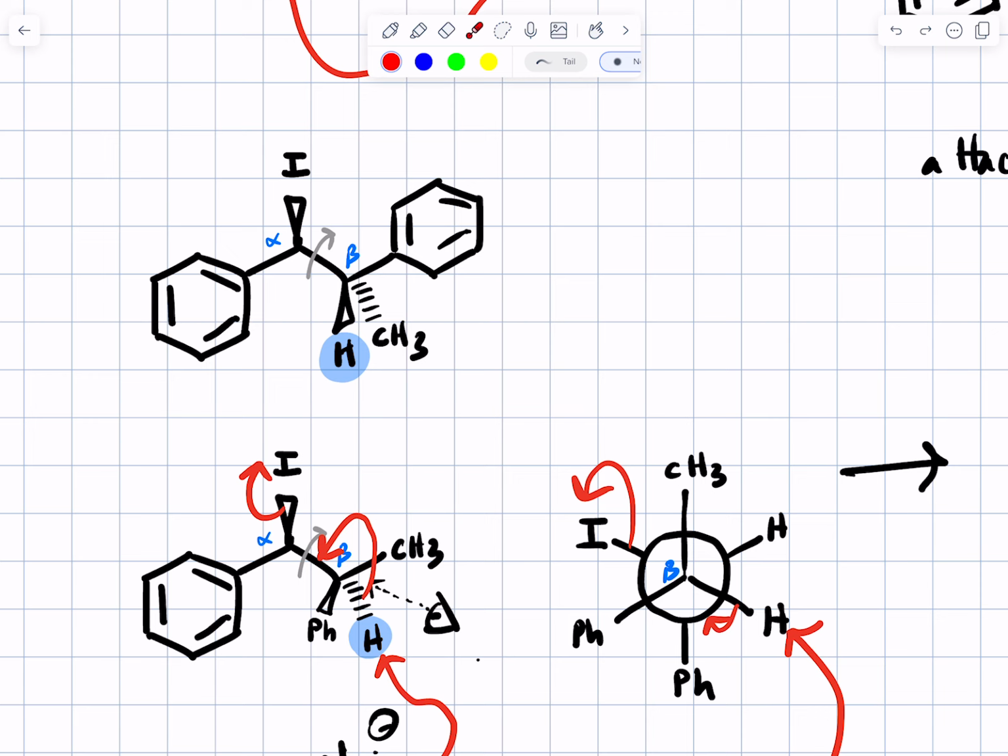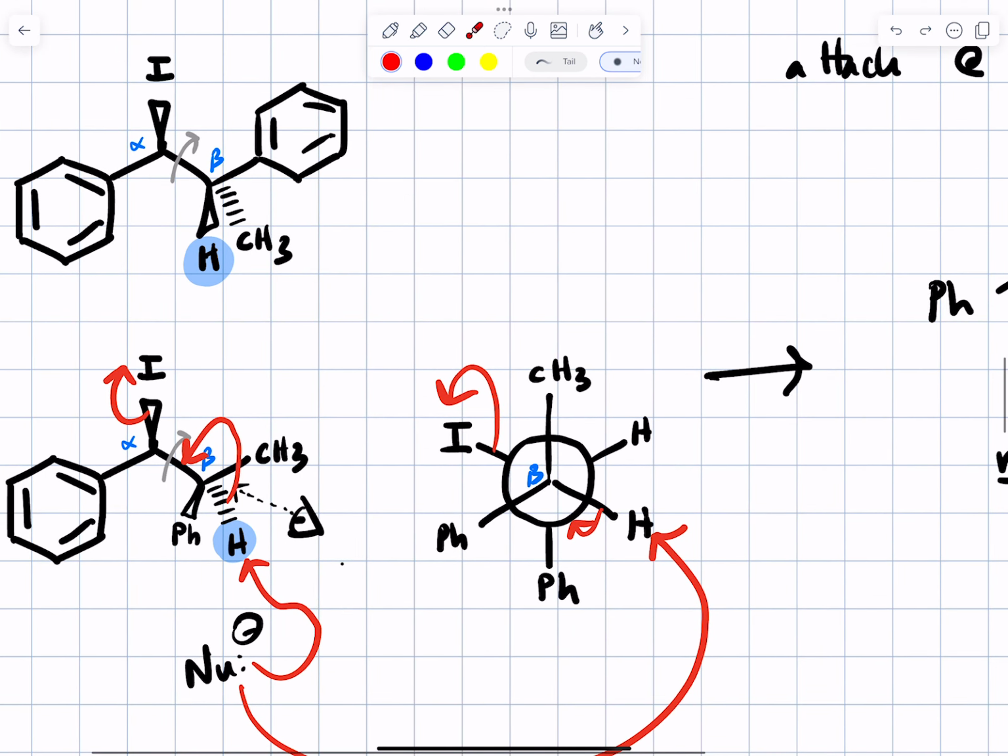Yeah? Can you review how we know that they're cis to each other just from the fact that they have to be anti? The two things that have to be anti are the beta proton and the leaving group. That determines everything else. In the conformation where the beta proton is anti to the leaving group, stuff that's gauche to each other in that conformation has to be cis to each other in the final alkene.